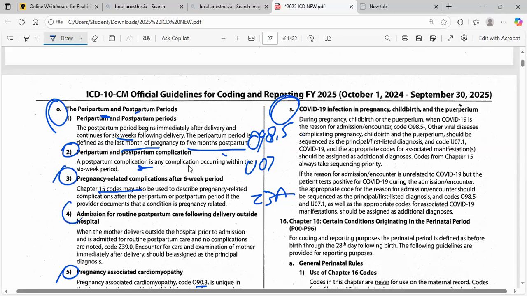And the last thing is admission for routine postpartum care following delivery outside the hospital. If the patient gave birth outside the hospital and now comes for immediate follow up, in that case we are going to use a code Z39.